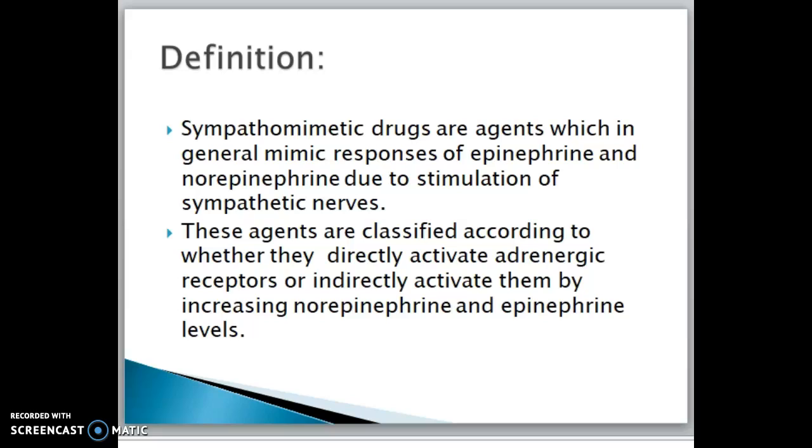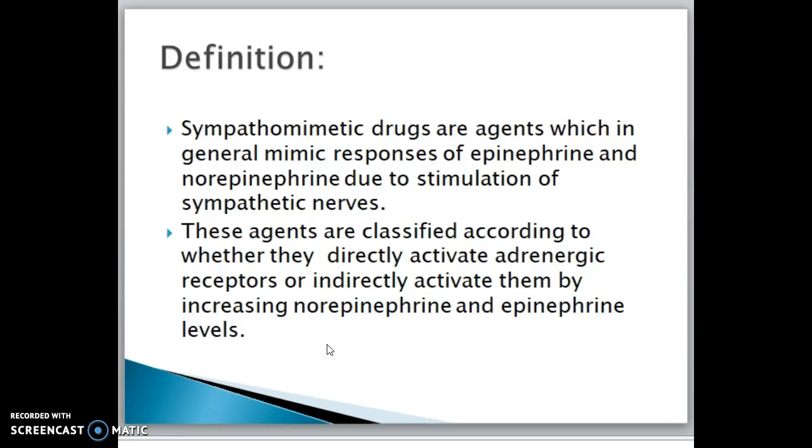And some sympathomimetic agents act indirectly by increasing the production of norepinephrine and epinephrine, so that when the levels of norepinephrine and epinephrine increase, that will indirectly increase the sympathomimetic action. Based on the mechanism of action, that means based on how these sympathomimetic agents bind at the receptors, they have been classified into directly and indirectly acting sympathomimetics.